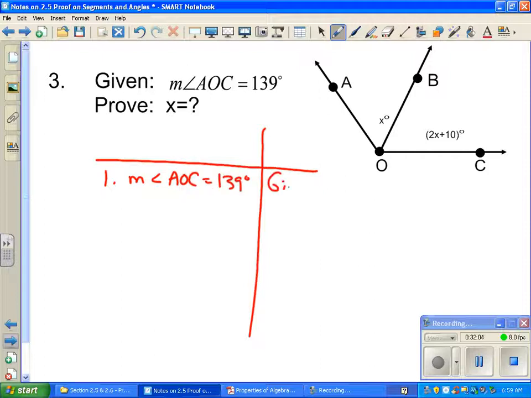That is our given. But we can see AOC is made up of two angles. The measure of angle AOB is the top angle, and we're going to add that to the measure of angle BOC, because that makes the whole entire angle, the measure of angle AOC. When you add two angles together to get a bigger angle, that's angle addition.